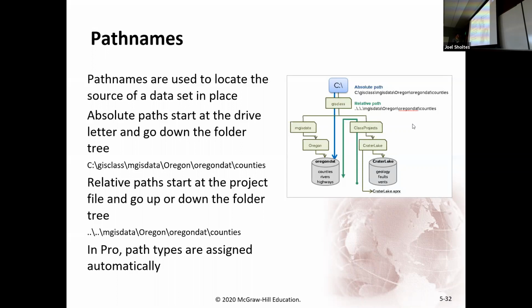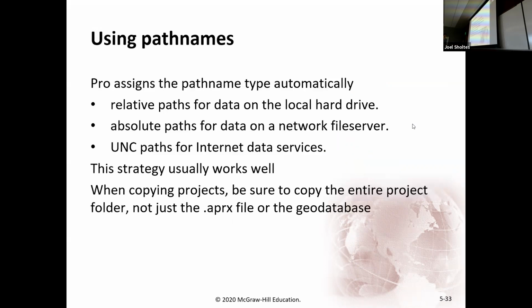Relative path names start at the project file and are relative to that. And so it doesn't matter what's happening up here. If this is our project folder and our maps and everything's referenced downstream, then we're good and we can move this folder wherever we want. It doesn't matter what's happening up. So that's a relative path. I think by default, everything is stored in relative.